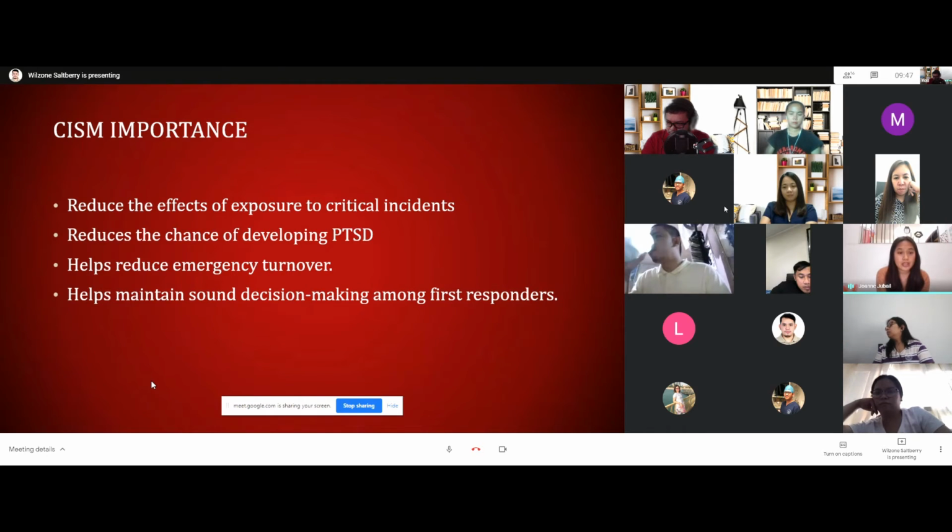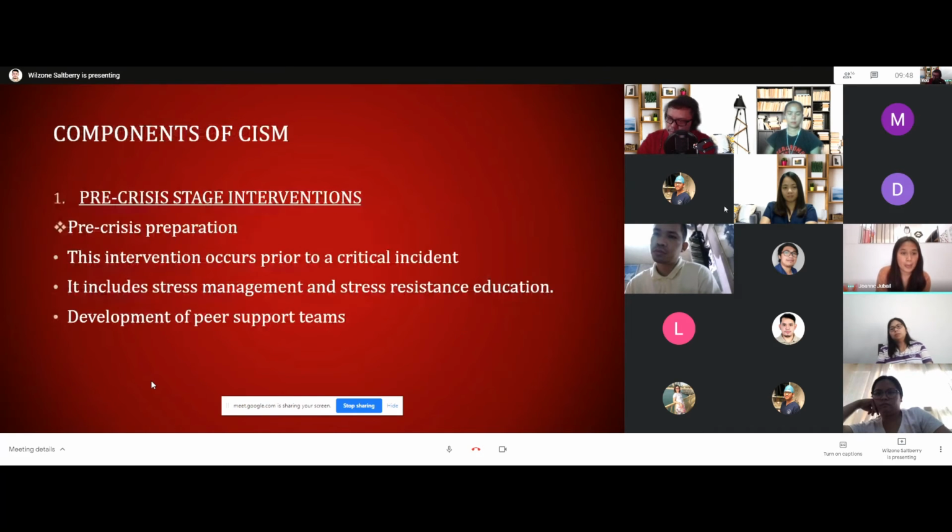And it helps maintain sound decision making among first responders. So it helps reduce clinical errors and restore adaptive functioning skills of persons or groups. Next, sir.